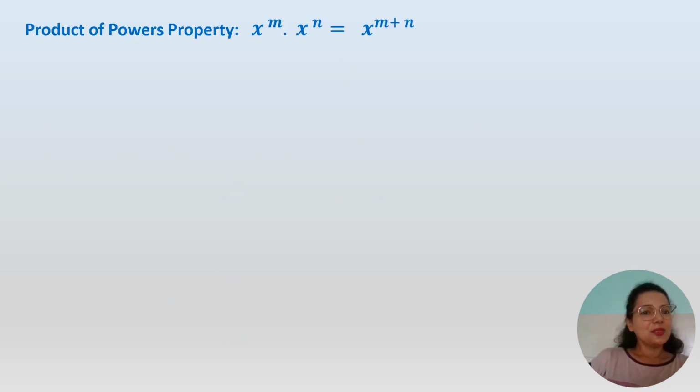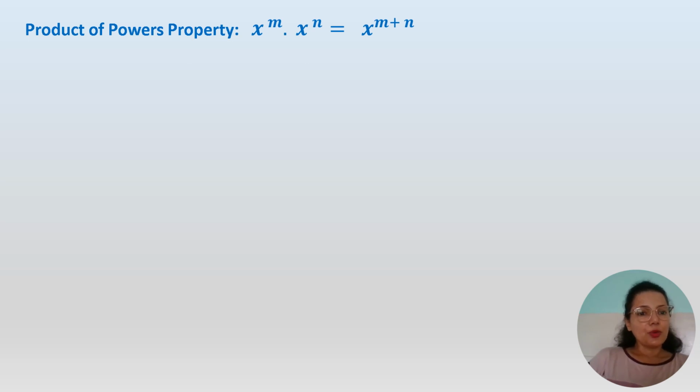So we have the product of powers property. Now, product means to multiply. So if we take two base numbers that are the same, which is x to the power m times x to the power n, what happens here when you see something like that? You are going to add the powers together. So we will say it is x to the power m plus n.